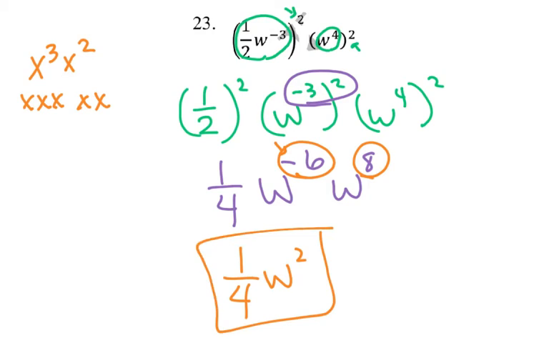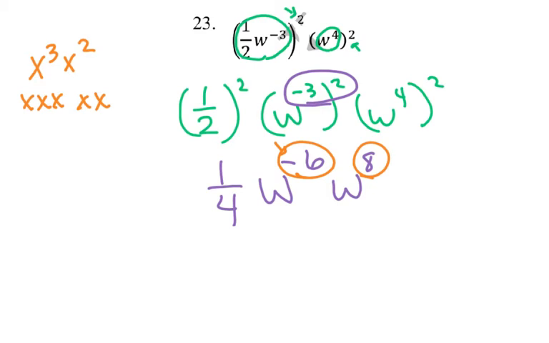There is another way to do that problem, so let me show that to you. Another way to do that problem is, remember that w to the negative 6 would be 1 over w to the 6th. So what I would have then is 1/4 times 1 over w to the 6th times w to the 8th.